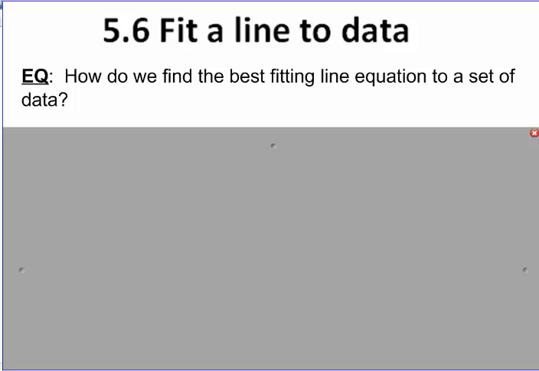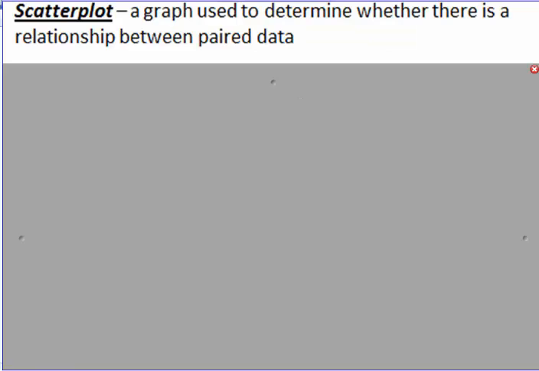So the essential question: how do we find the best fitting line equation to a set of data? We're going to start with some definitions, kind of answering some of those discussion questions that we did in class. And then we'll get into an example where we'll actually start doing this and fitting that line to that data. And you'll find it's very similar to what you guys came up with on your own working in your groups, okay?